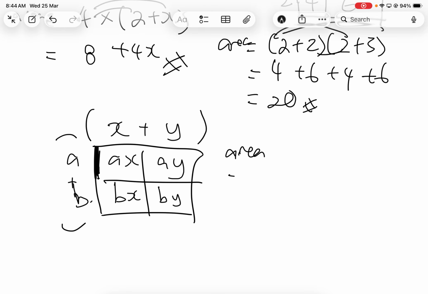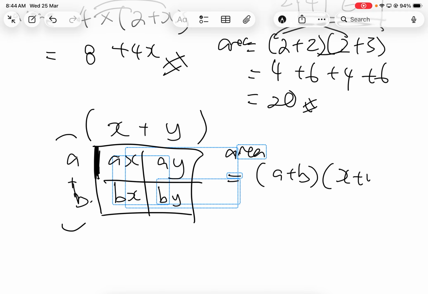But once you are familiar, you can skip this drawing already. How do I get my 27x? 3 times 9x to get my 27x. How do I get my minus 24? 3 times minus 8 to get my negative 24. Answer.